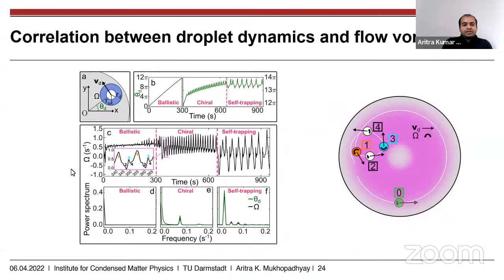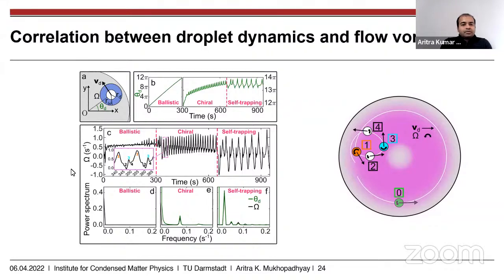So in the ballistic regime in figure B, you see that the angular displacement is linearly increasing because the droplet goes around the petri dish. In the chiral regime, it is almost showing a quasi-periodic behavior. And in the self-trapping regime, it is almost periodic and it oscillates between two values.